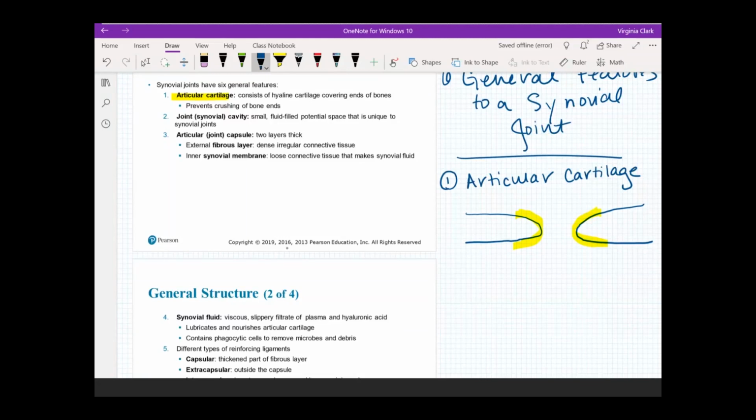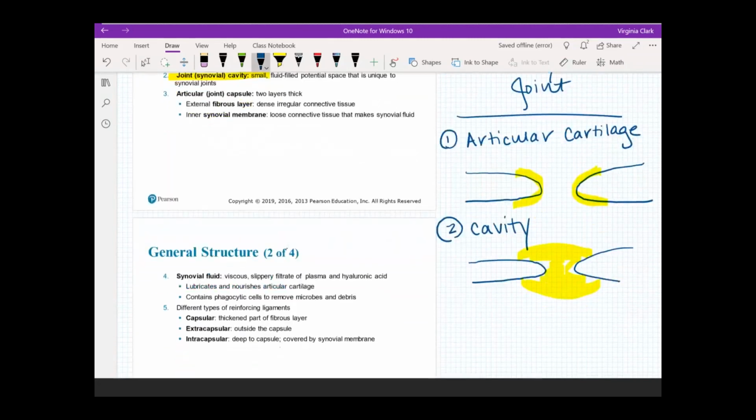The second general feature is going to be the fact that there is a cavity. So if I'm going to have my bone and my bone, here we go, we have an articulation. Now what we're talking about is that there's going to be some sort of space between them that's going to create a cavity of some kind. And it is going to then be what we're talking about for the rest of these areas.